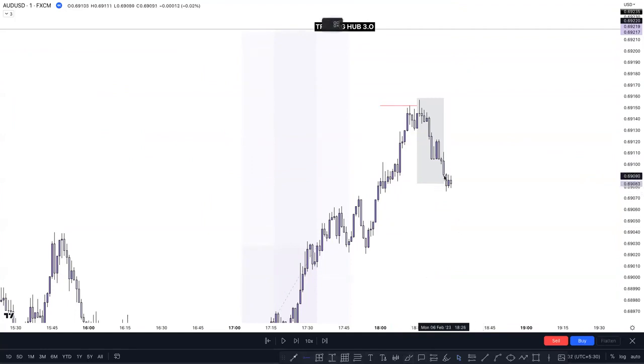Here, this one is already mitigated. This one is also mitigated. This one is mitigated here. You can mark this one. Let's delete this one. Right.